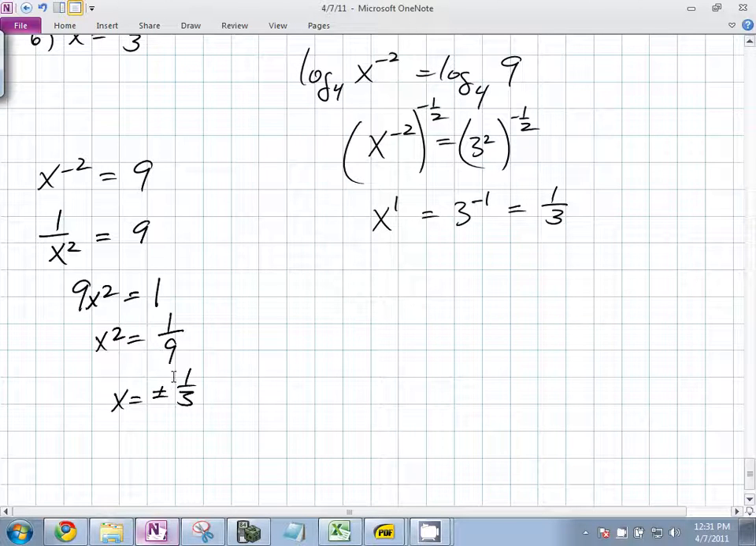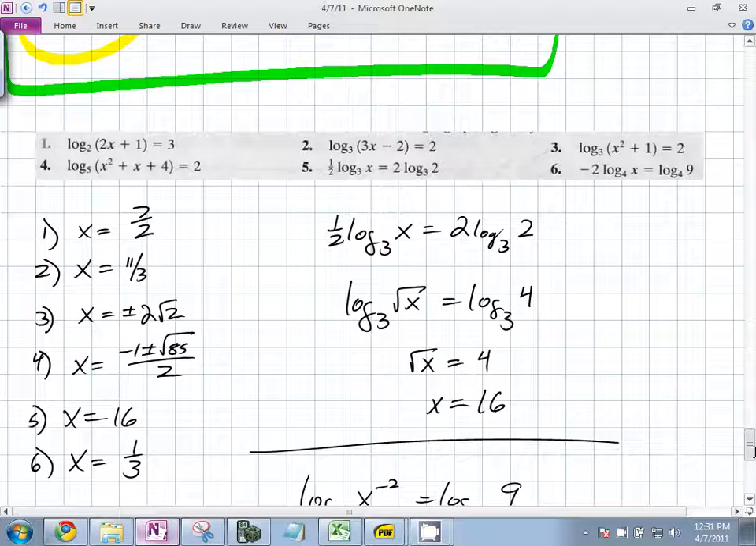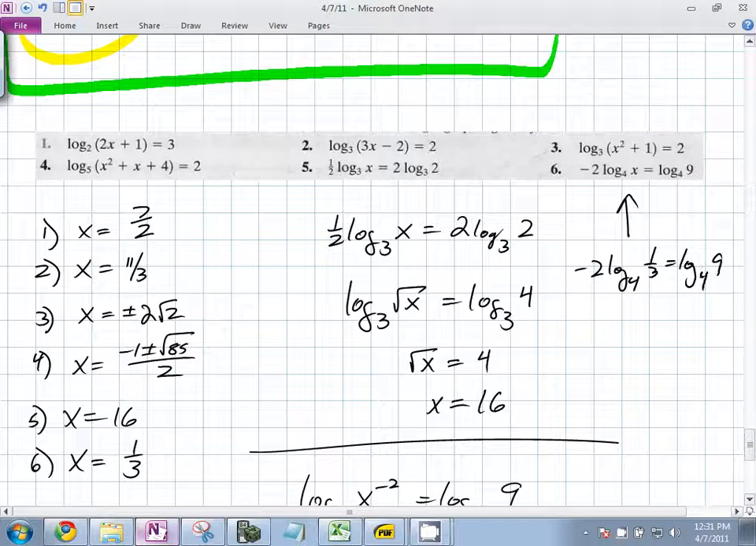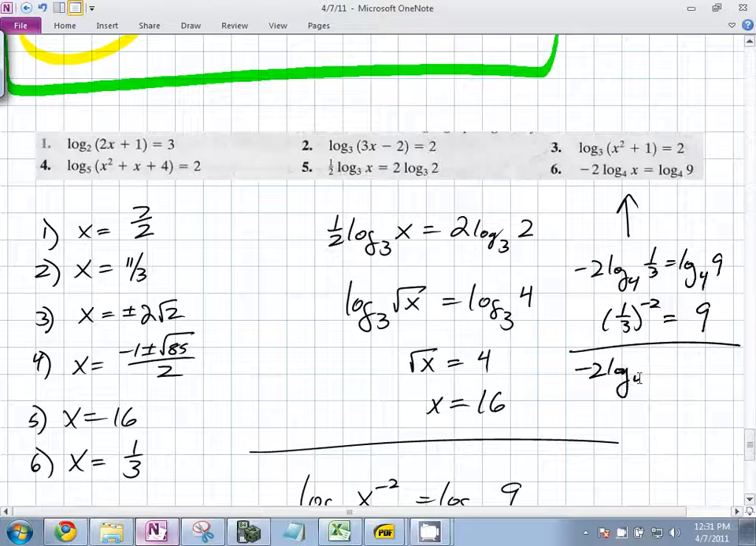Let's go back and actually check that answer. Let's see if it works. It could. I was thinking it might. Negative 2 log base 4 of 1/3 equals log base 4 of 9. Well, what's 1/3 to the negative 2? That's 9, right? That's correct. So that worked. But what about negative 2 log base 4 of negative a third?